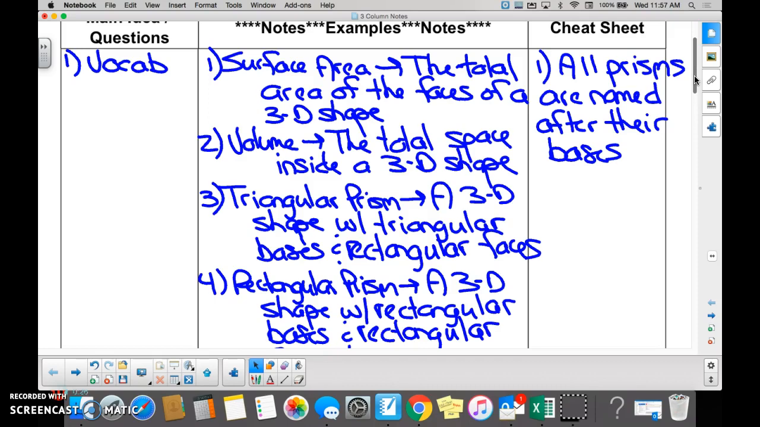And before we move on, can you find the surface area and volume of prisms? Yes. Yeah, I love that. All right, so surface area, volume, we've been talking a lot about that. I'm not going to go through the definitions.